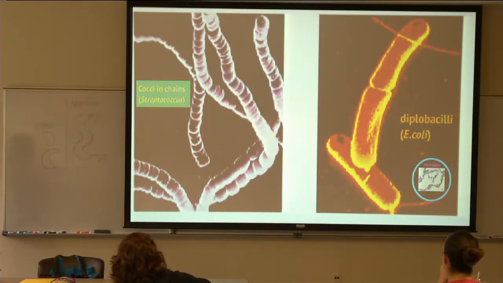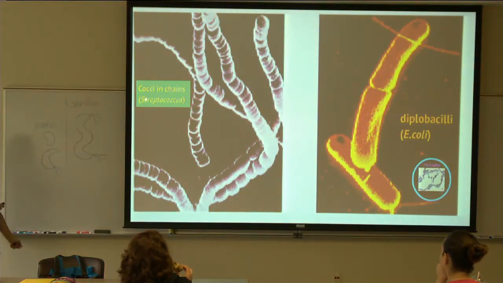A few more examples illustrating what we already talked about. So Streptococcus. Coccus refers to circular shape. Strep means chains. So it's going to look like a bunch of circles connected end to end. So that would be streptococcus.